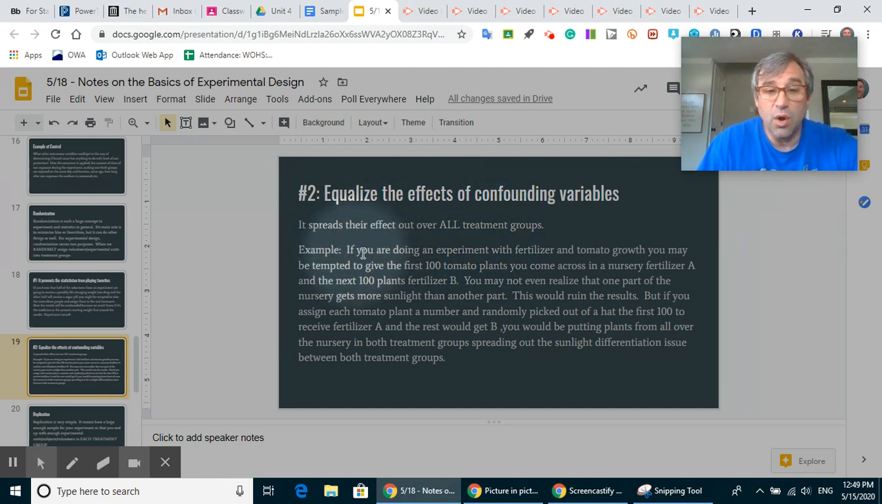So if you're doing an experiment, like let's say with fertilizer and tomato growth, you may be tempted to give the first 100 tomato plants you come across in a nursery fertilizer A, and the next 100 plants fertilizer B, because it's easy to do. You may not even realize that one part of the nursery gets more sunlight than another part. This would ruin the results. But if you assigned each tomato plant a number and randomly picked out of a hat the first 100 to receive fertilizer A and the rest would get B, you'd be putting plants from all over the nursery in both treatment groups, spreading out the sunlight differentiation issue between both treatment groups. So it kind of is a way of not ruining your experiments by randomly assigning two treatment groups.